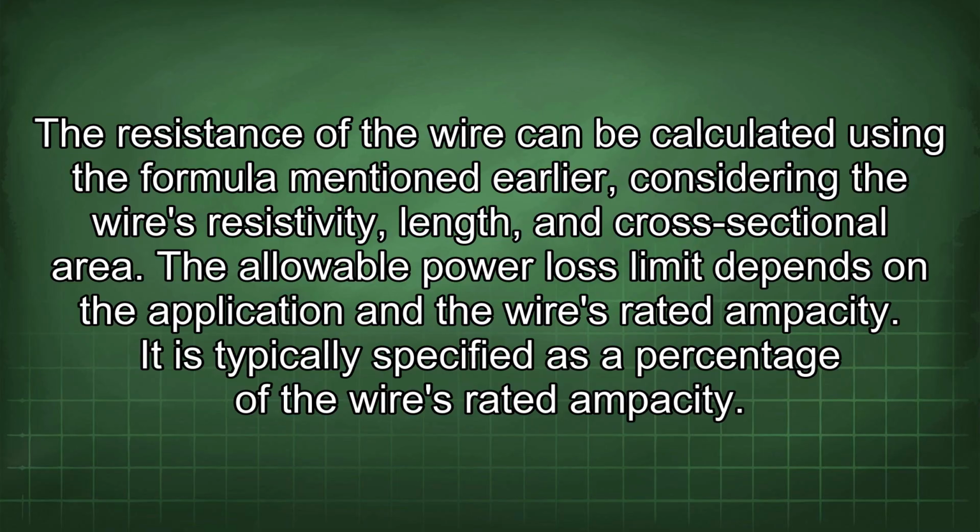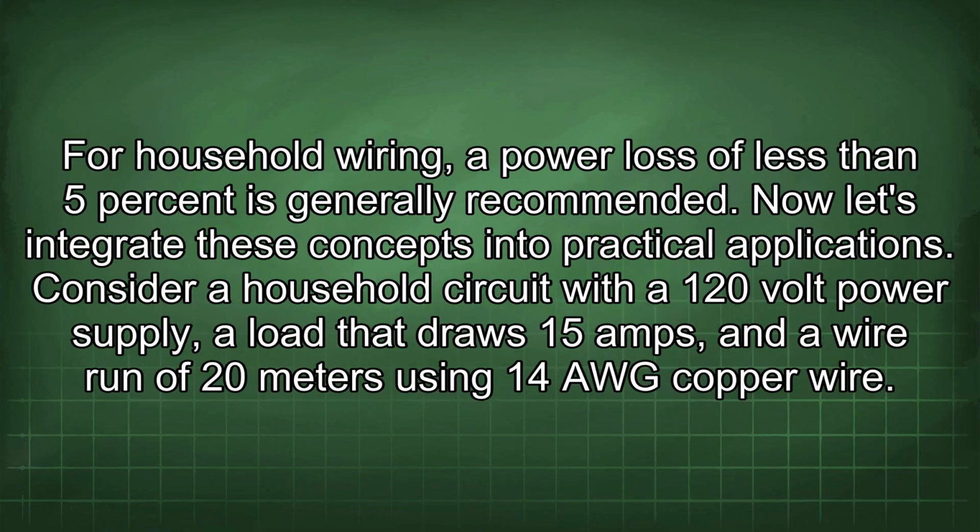It is typically specified as a percentage of the wire's rated ampacity. For household wiring, a power loss of less than 5% is generally recommended. Now let's integrate these concepts into practical applications. Consider a household circuit with a 120-volt power supply, a load that draws 15 amps, and a wire run of 20 meters using 14 AWG copper wire.